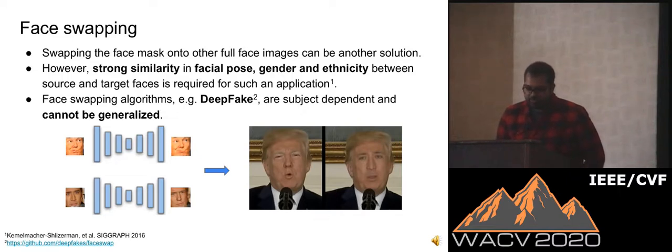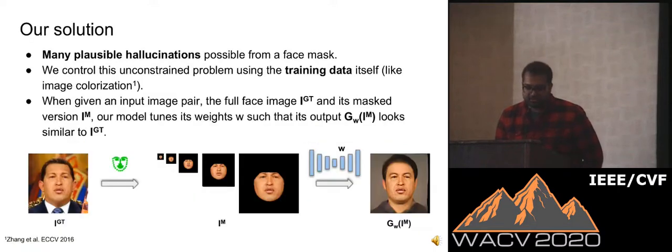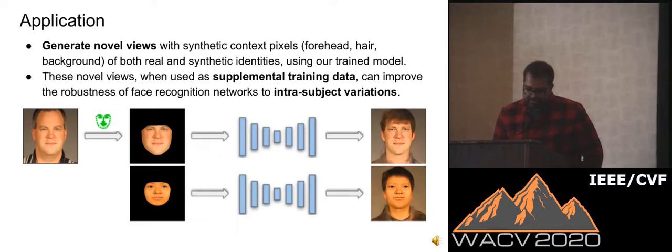So we treat the problem of facial context hallucination in a different way. Because there are multiple plausible hallucinations possible for a given face mask, we treat it like the image colorization problem. For a given ground truth image, we take its face mask out at different resolutions, and then we train a pyramid of GAN blocks with the face mask at different resolutions, so that it learns to hallucinate the ground truth at different resolutions. Once the GAN blocks have been trained, we can take this pyramid with only the generators and feed it face masks of existing identities and also synthetic identities, and it should generate novel views with valid and realistic looking facial context and background.